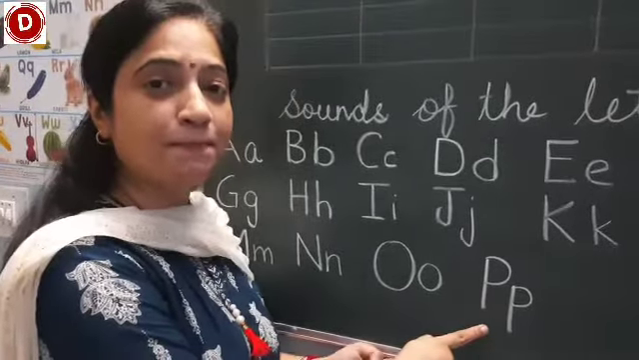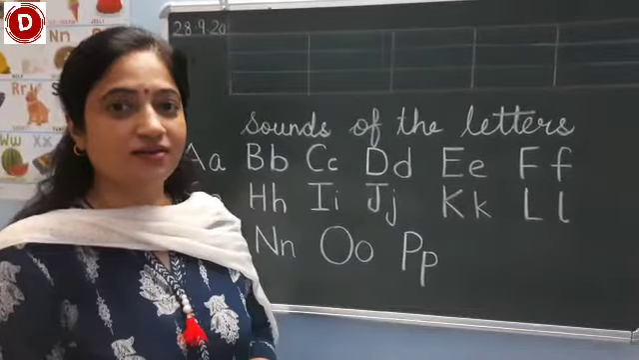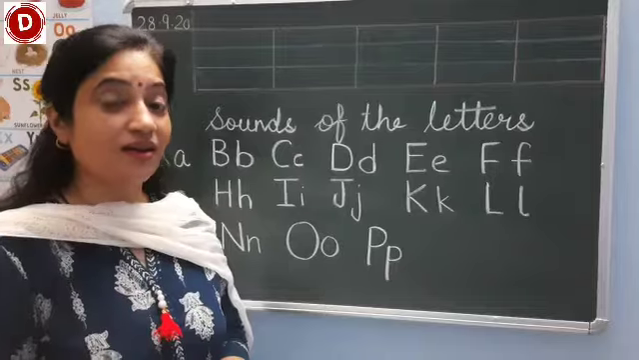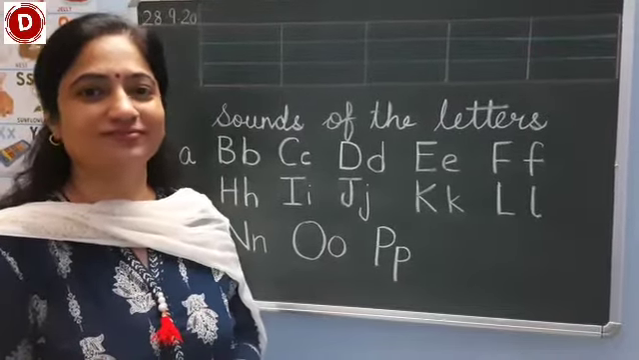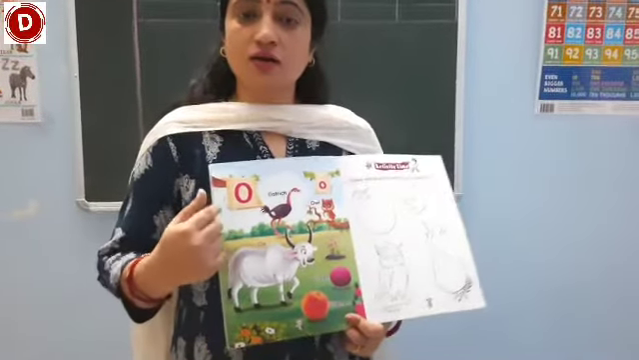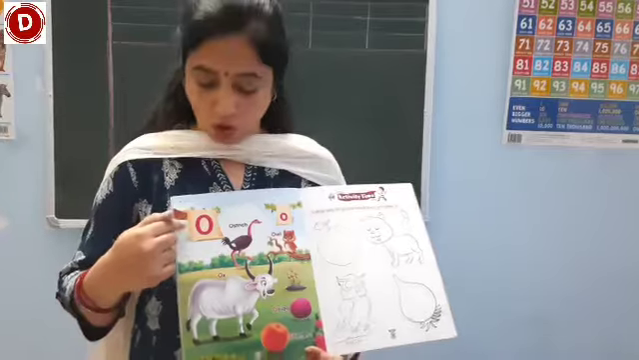P says P. Children, in this way you have to learn the sounds of the letters A to P. Learn it the way I taught you. Children, today I will teach you to write capital O and P. But before writing O, let's see the things which start with letter O.